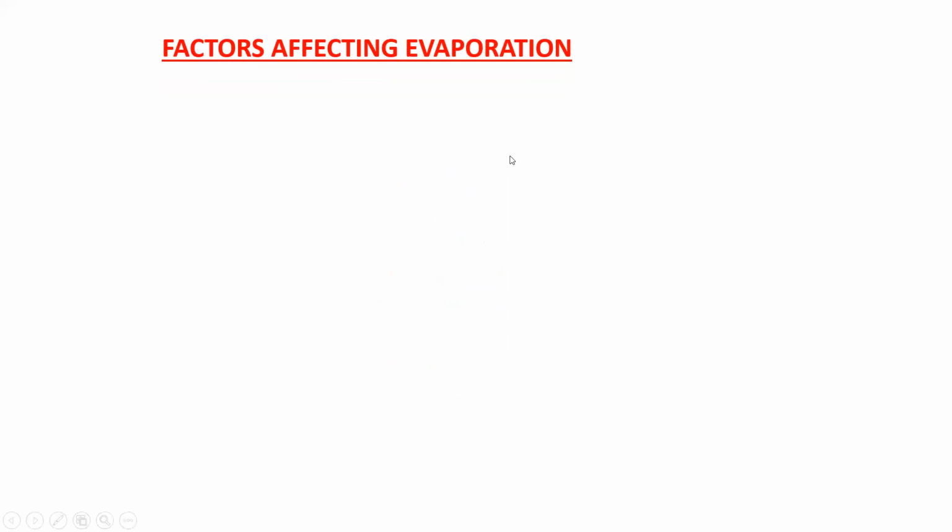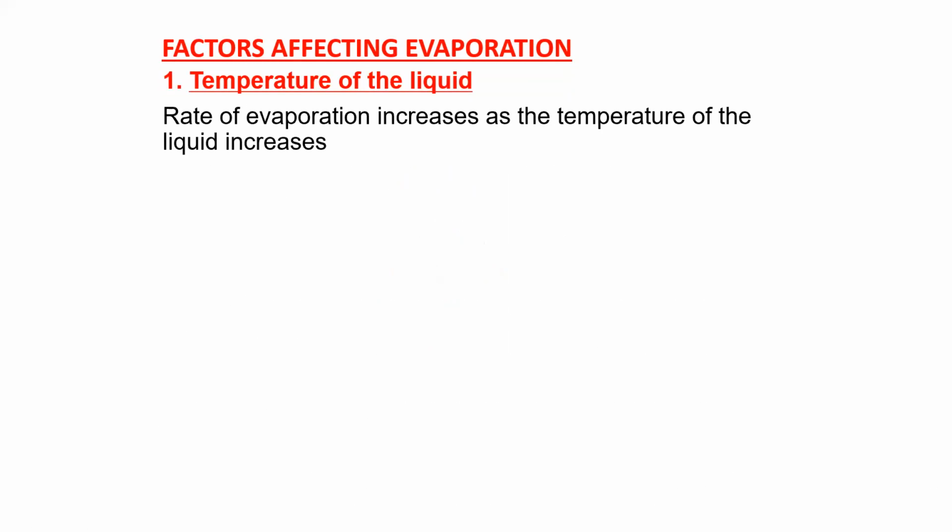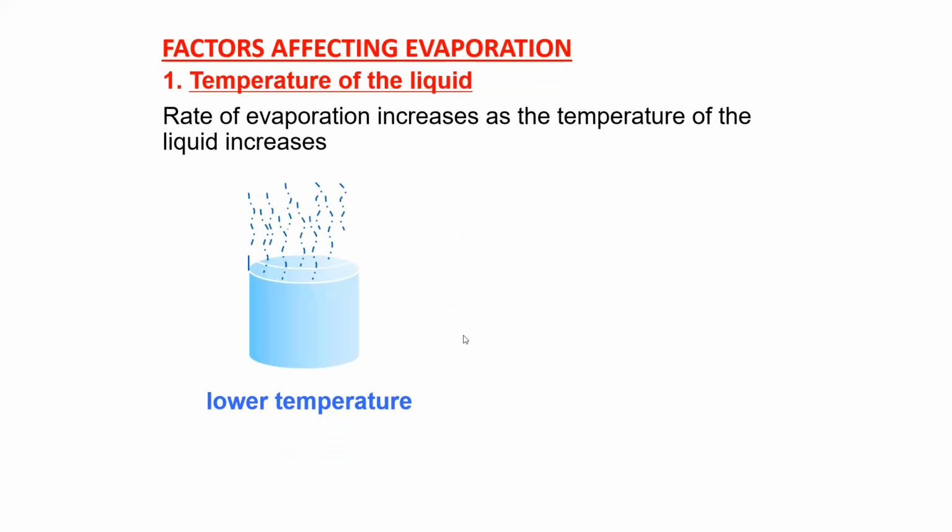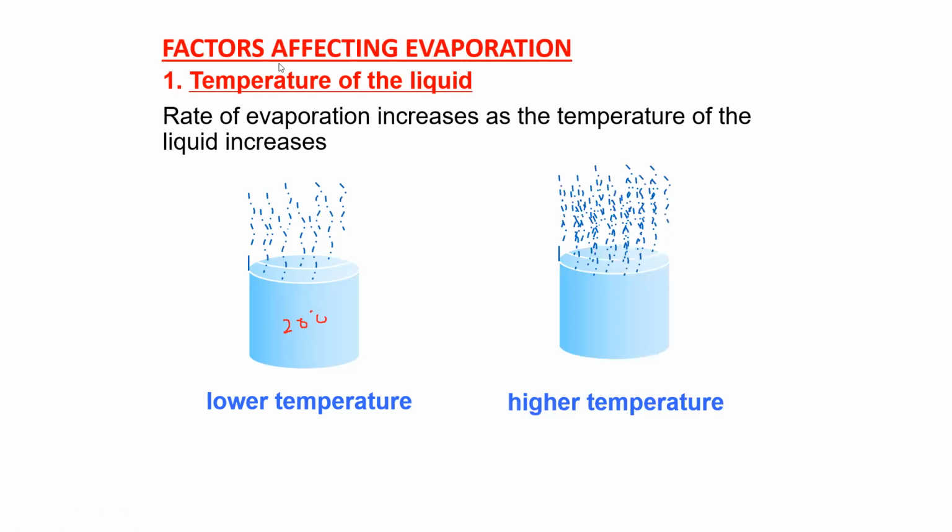There are factors which are affecting the evaporation. Number one, temperature of the liquid. So the rate of evaporation increases as the temperature increases. So at a lower temperature, for example, you have a liquid at 20 degrees and you have a liquid at 30 degrees. In which one will you have a faster or greater rate of evaporation? The liquid at a higher temperature, whether it's the temperature of the liquid or the temperature of the surrounding.